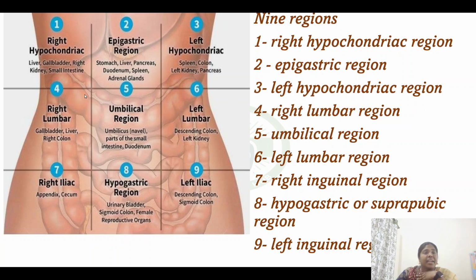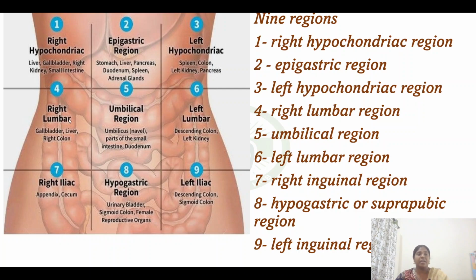So this is the right hypochondriac region. When the patient has any pain related to the liver, gallbladder, right kidney, small intestine, the patient will complain of pain at the right hypochondriac region. And this is the epigastric region. Here in the epigastric region, near the stomach, you can find the liver, pancreas, duodenum. Then coming to the left, here the spleen, colon, left kidney, pancreas. So here we will find the left hypochondriac region.